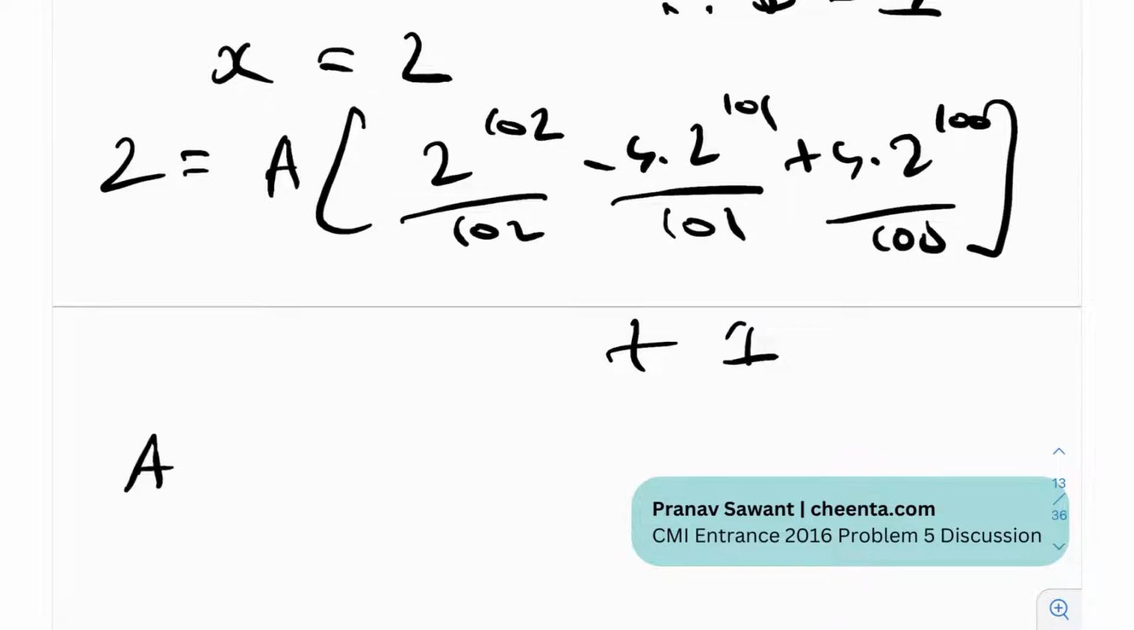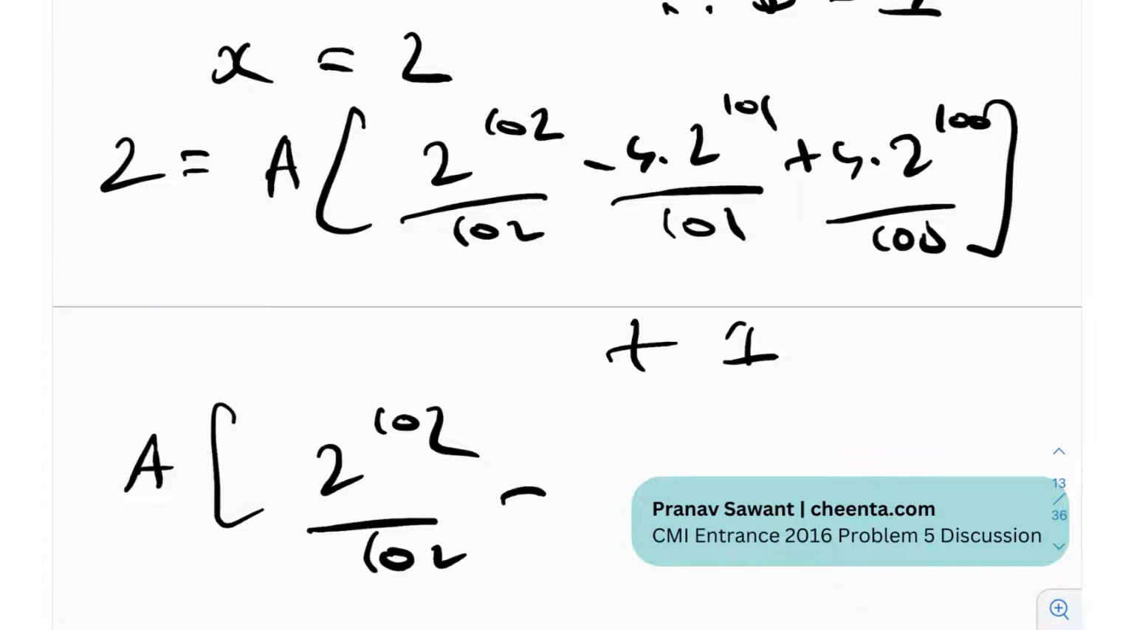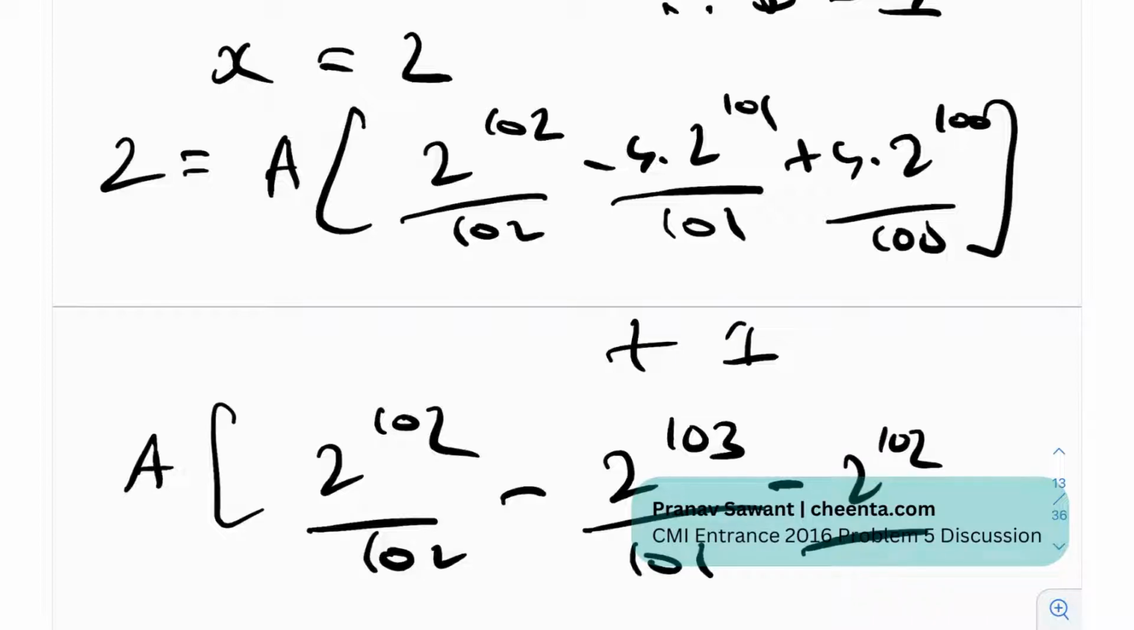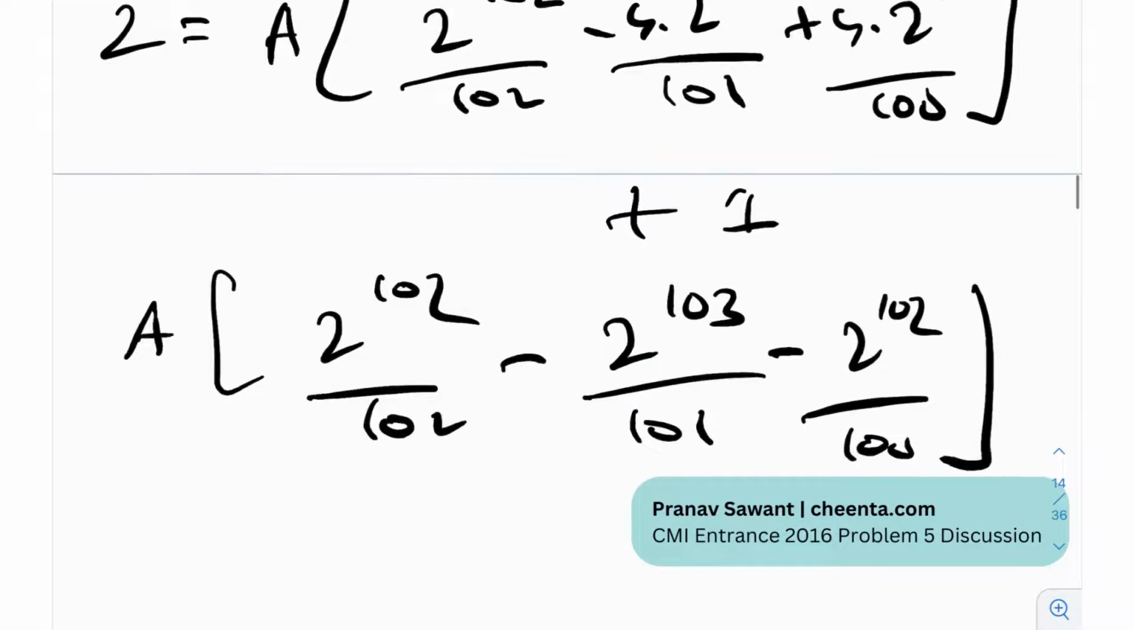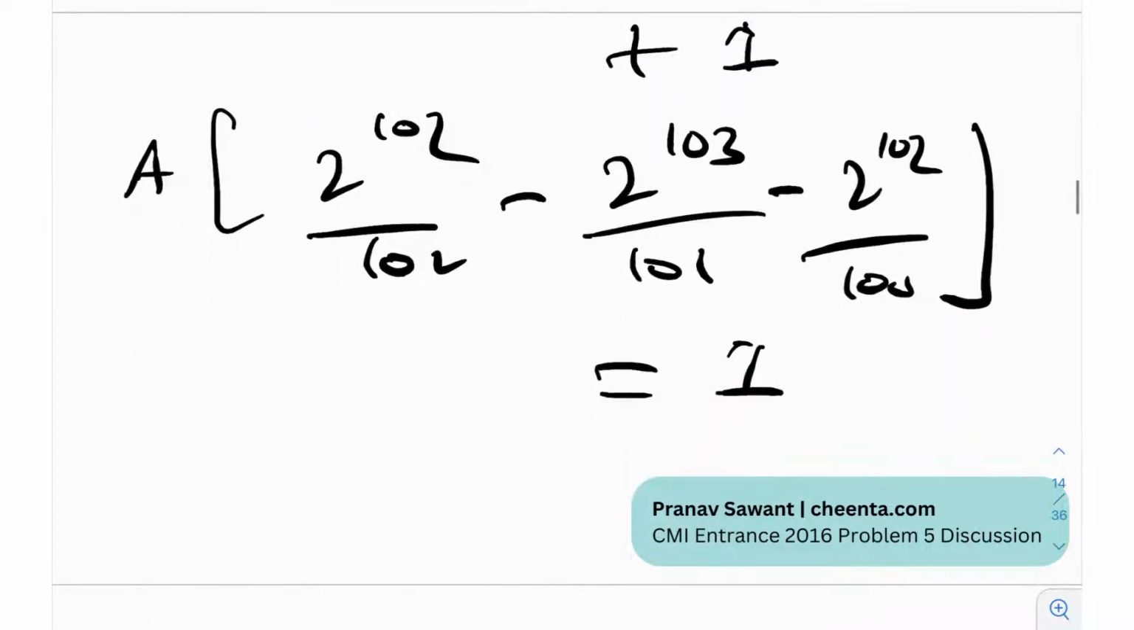So a times this entire quantity, 2 raised to the power 102 by 102 minus 2 raised to the power 103 by 101 minus 2 raised to the power 102 by 100, is nothing but 1. And then you can really find out the value of a. You can simplify it if you want, but even if you leave it in this format, it should be perfectly fine. So a and b are constants that we actually determine. b is 1 and a is this rough looking expression.